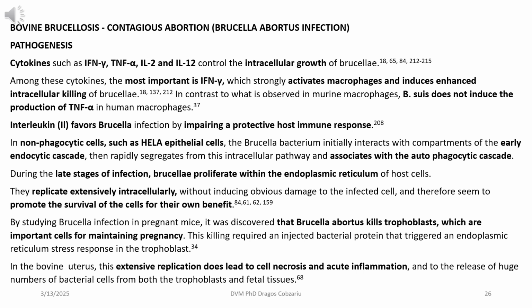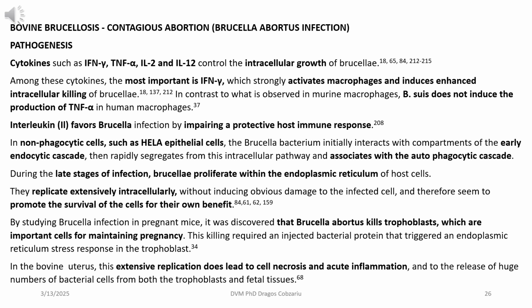In non-phagocytic cells, such as HeLa epithelial cells, the Brucella bacterium initially interacts with compartments of the early endocytic cascade, then rapidly segregates from this intracellular pathway and associates with the autophagocytic cascade. During the late stages of infection, Brucella will proliferate within the endoplasmic reticulum of host cells. They replicate extensively intracellularly, without inducing obvious damage to the infected cell, and therefore seem to promote the survival of the cells for their own benefit.